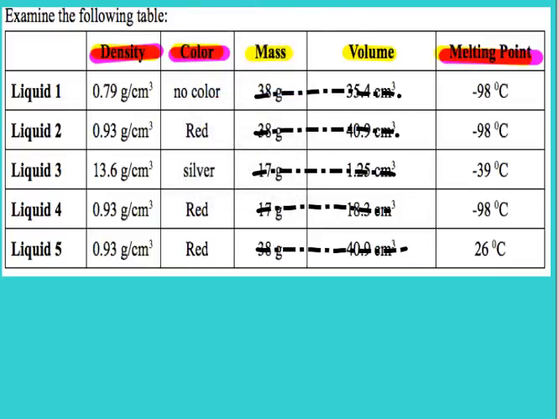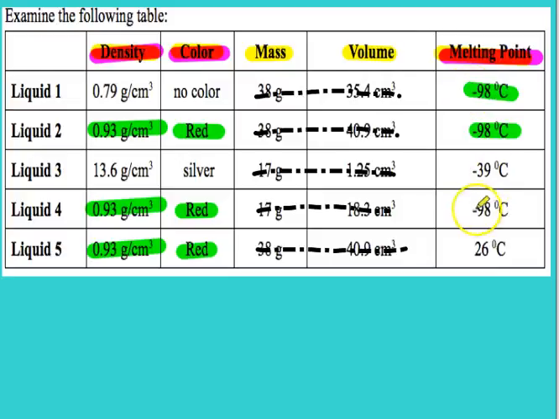Okay, so I'm going to use a color green here. So let's look. Okay, 0.93, 0.93, 0.93. Oh, red, red, red. So right now I'm thinking it's liquids 2, 4, and 5. So let's go to the last one. Wait a minute.